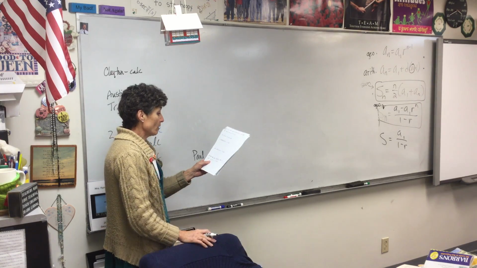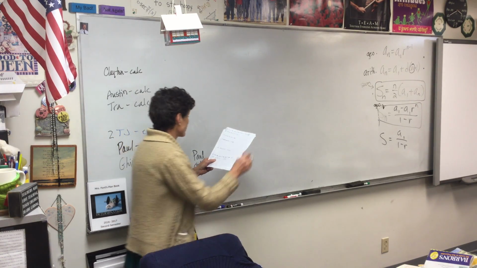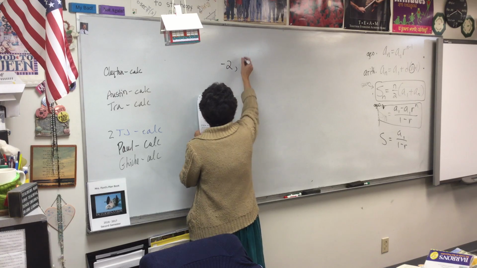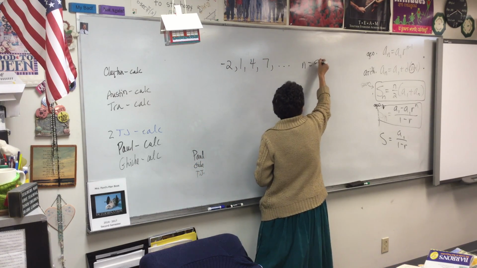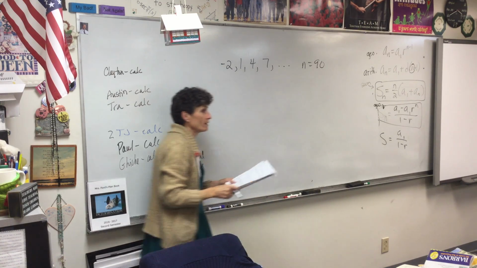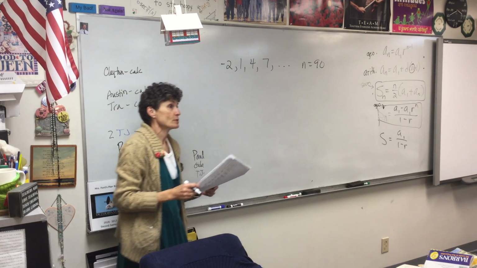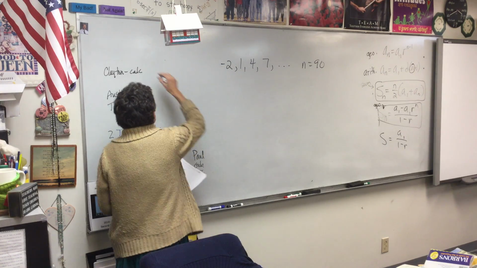All right, so here we go. Find the sum of the first n terms. And it says n is 90. So we are going to find the sum of the first 90 terms.